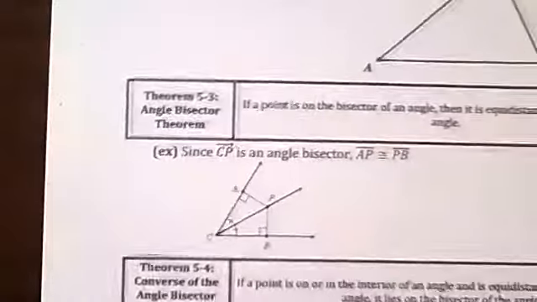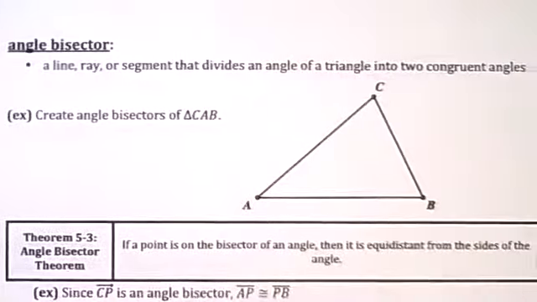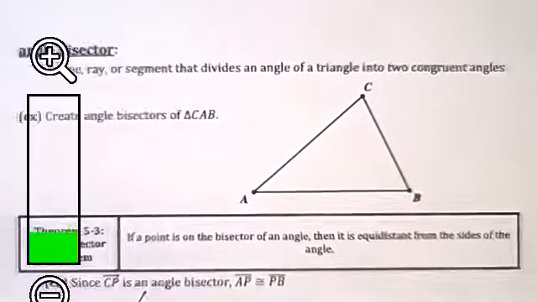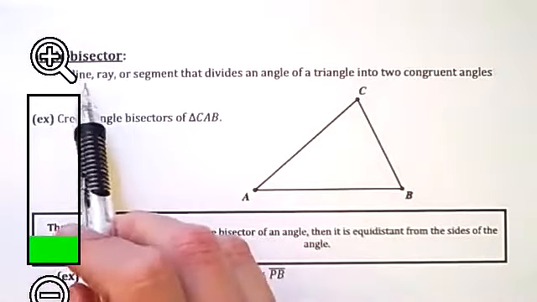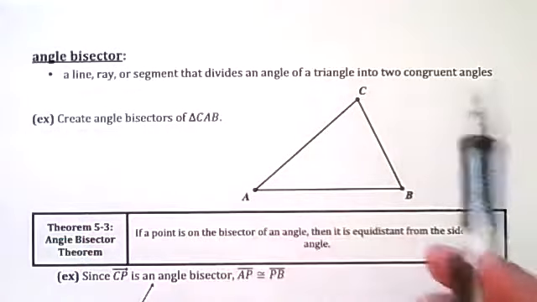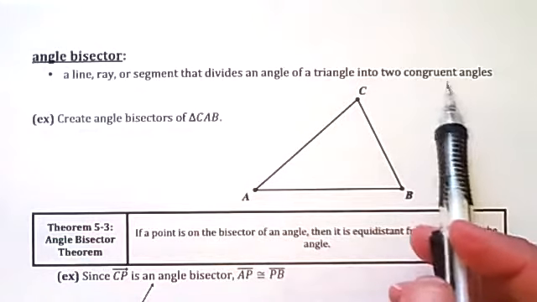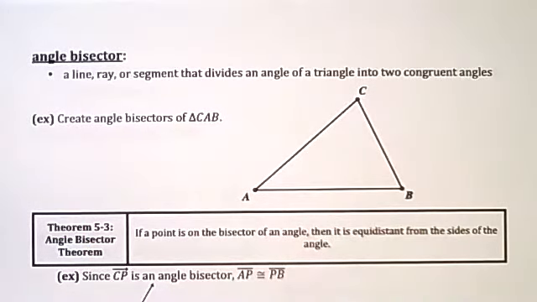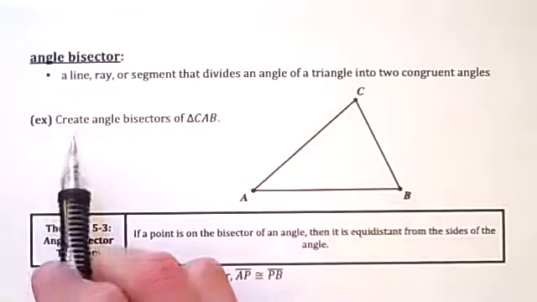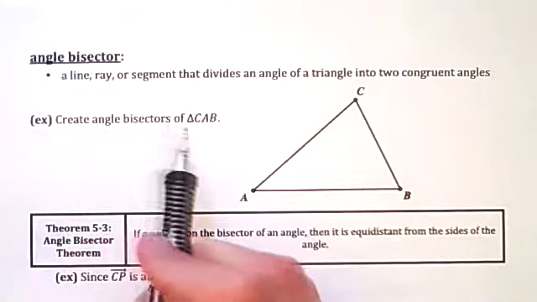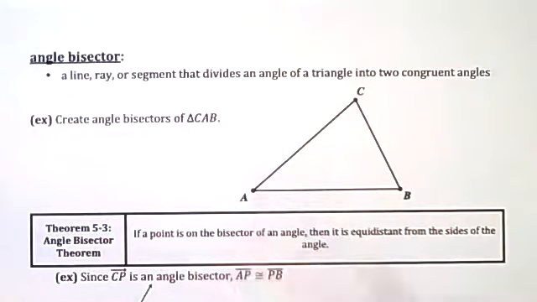Next one we've already done before is an angle bisector. So we should know already that an angle bisector is something, by something I mean a line, ray, or segment, that divides an angle of a triangle into 2 congruent angles. And so the reason why this is special is because now we're doing angle bisectors in triangles. So the directions here say create the angle bisectors of triangle CAB.